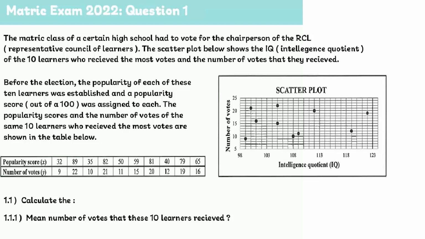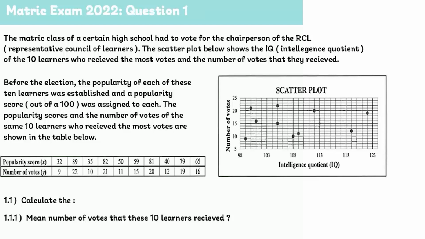Before the election, the popularity of each of these 10 learners was established and a popularity score out of 100 was assigned to each. The popularity scores and the number of votes of the same 10 learners who received the most votes are shown in the table below. 1.1 goes on to say calculate the, and then 1.1.1, mean number of votes these 10 learners received.